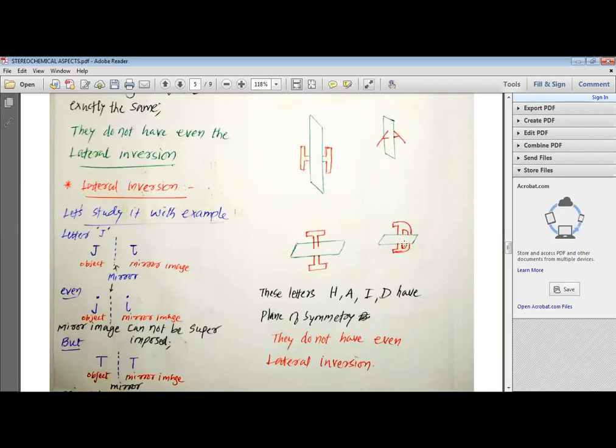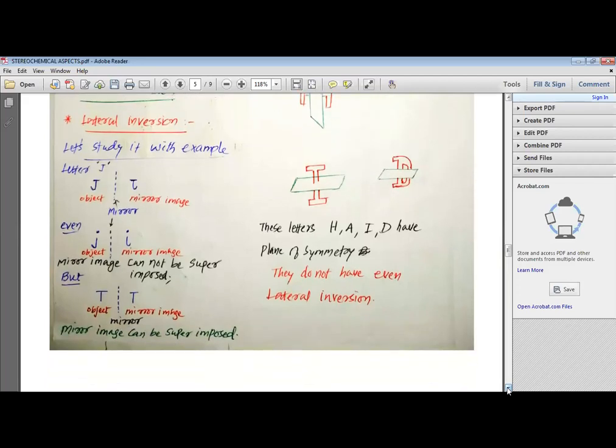I hope, my dear students, now you understand about the plane of symmetry. I am asking, do you understand? Dear students, do you understand about the plane of symmetry? Yes, sir. If you cannot, you can ask me, please. Yes, sir. Good.